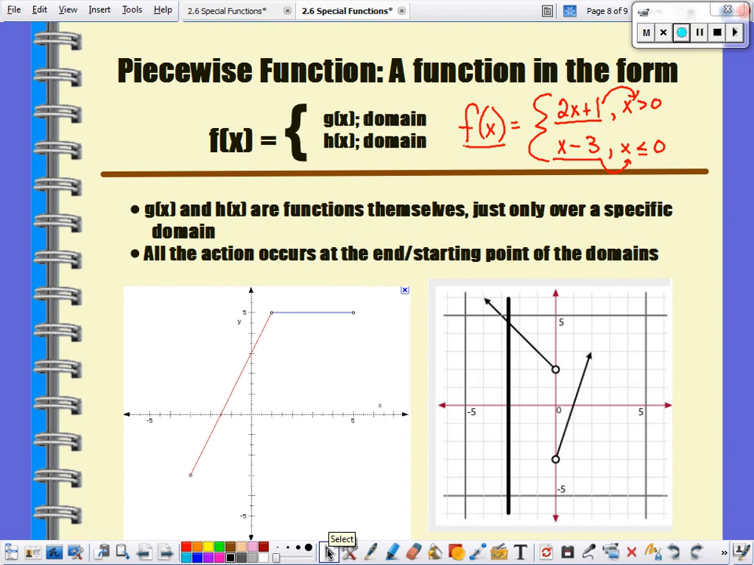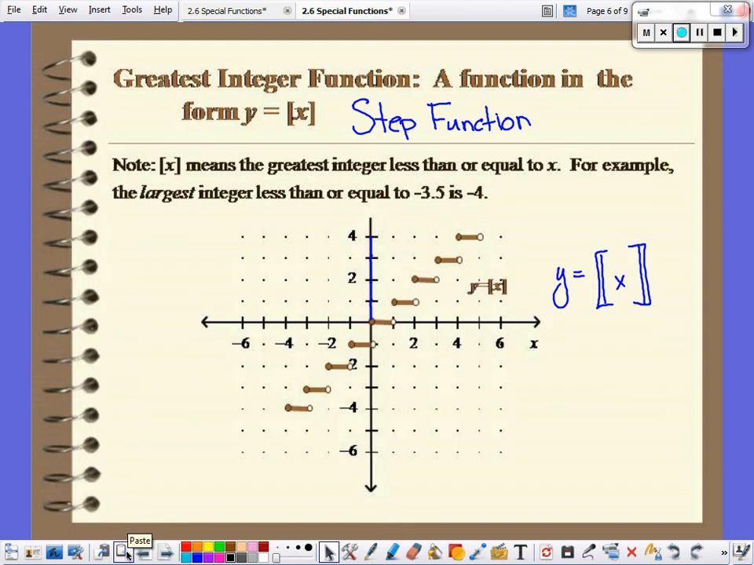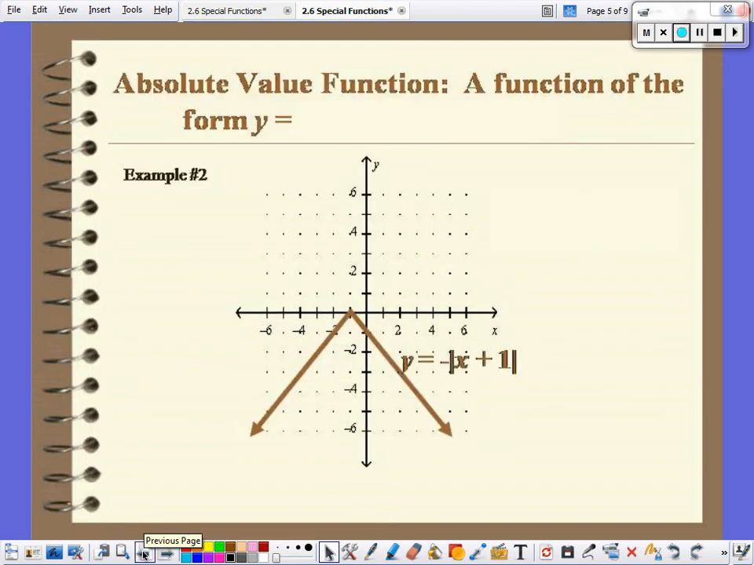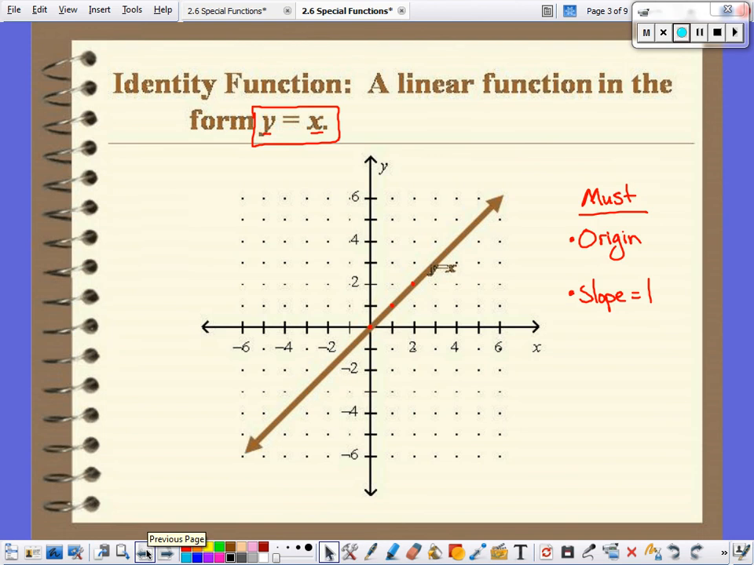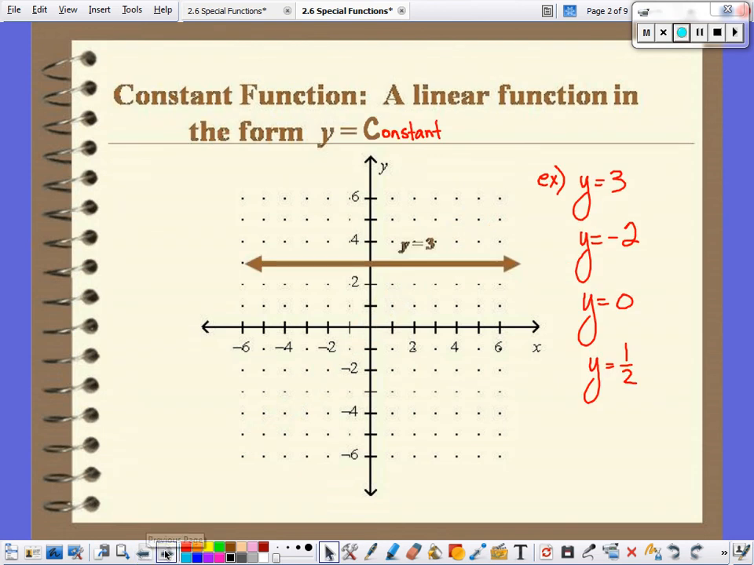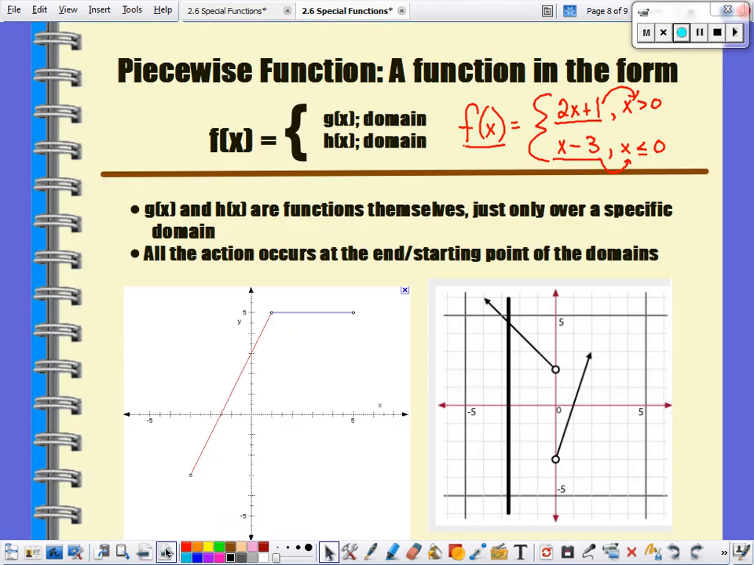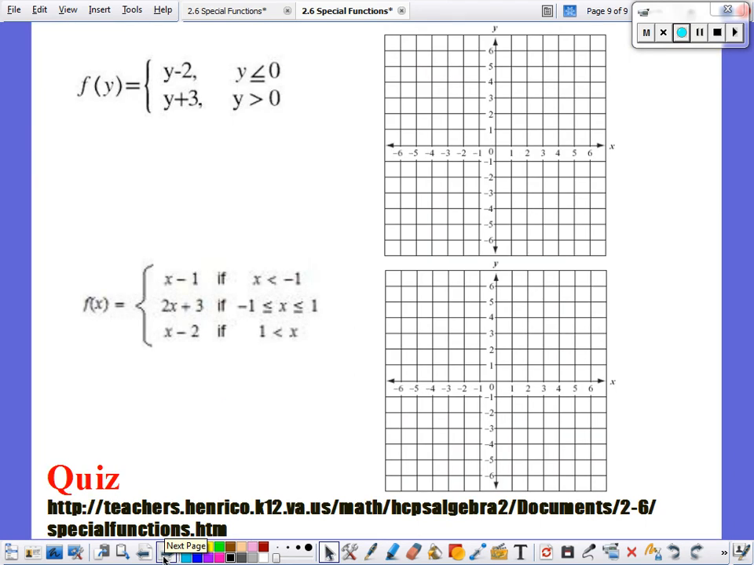So we've got greatest integer graphs, which are steps. Okay, that's what we just did over here. We've got absolute values, which are v's. We've got identities, which go through the origin with a slope of 1. And we've got a constant, which is horizontal. So first off, you need to memorize the graphs of these. And then you need to be able to recognize the different equations: oh, when I see this, what we're talking about is a piecewise function. The last thing we want to take a look at is actually how to graph piecewise functions. And so let's take a look at this.